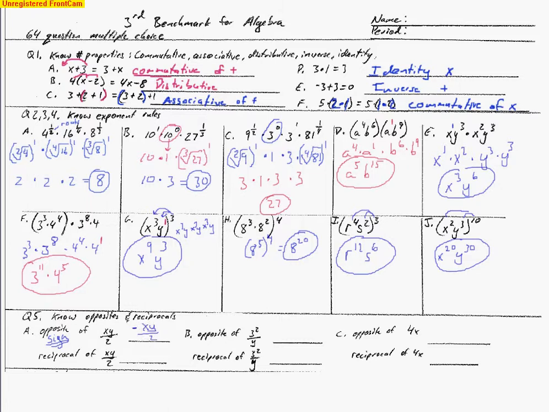The next one deals with reciprocals. So reciprocal means flip that fraction around, turn it upside down. So that xy is going to go on the bottom, 2 is going to go on top, and that would be your answer, 2 over xy.